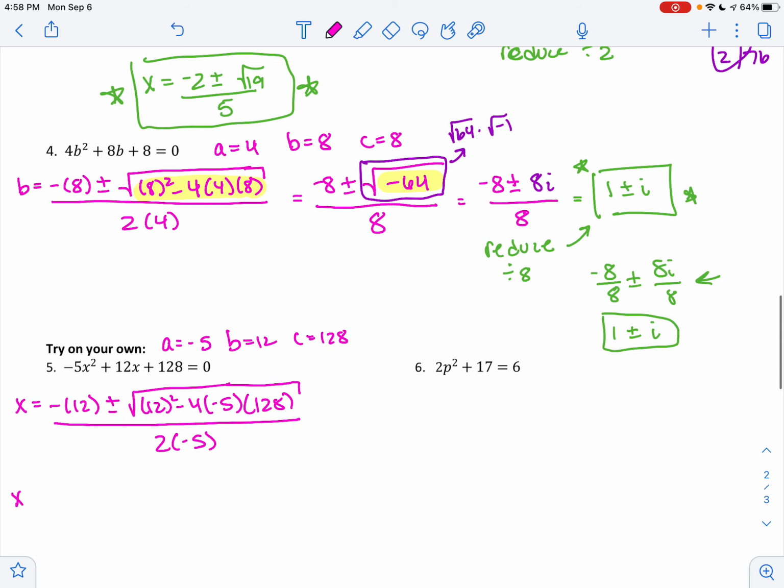So I'm going to have x equals negative 12 plus or minus the square root of. In my calculator, I will do 12 squared minus 4 times negative 5 times 128. And when I do that, I get 2,704. And that is being divided by negative 10.